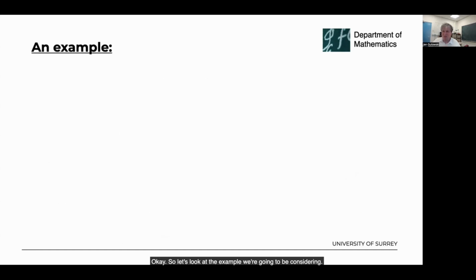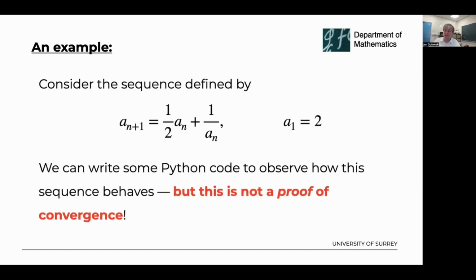Okay, so let's look at the example we're going to be considering. We're going to be looking at a specific sequence, which is this. It's very, very simple. It's given iteratively in this way: a_{n+1} is equal to a half times (a_n plus 1 over a_n), with an initial element a_1 equal to 2. And what we're going to look at first is just look numerically at what this sequence is doing. So we're going to look at some Python code to observe how this sequence behaves. But this isn't a proof of convergence, it's just suggestive. So let's see what we get.